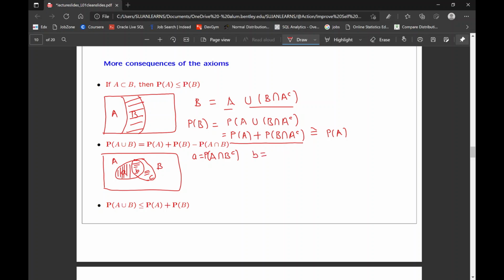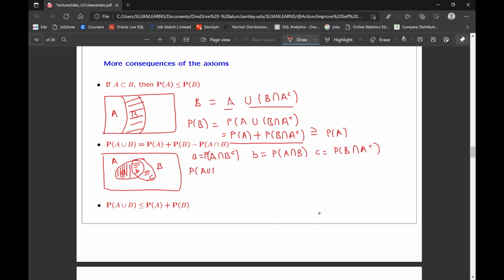Little b is equal to the probability of A intersection B, and little c is equal to the probability of B intersection A complement. Now let's express two-sided equality in terms of little a, b, and c.